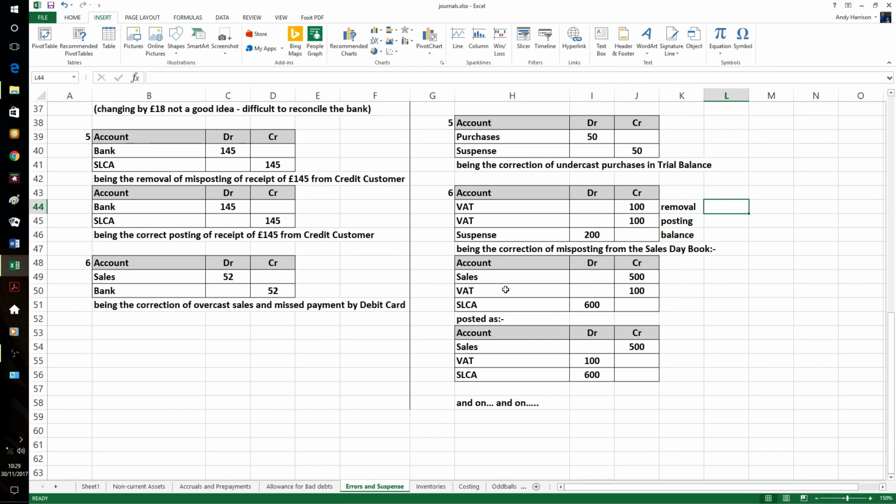What we should have done is credit sales and VAT, debit the sales ledger control account, but we credited sales correctly, we debited the sales ledger control account correctly, but we actually debited VAT instead of crediting VAT. So we can remove the error by crediting VAT, then we can post it correctly, and then we can just balance off in the suspense account.